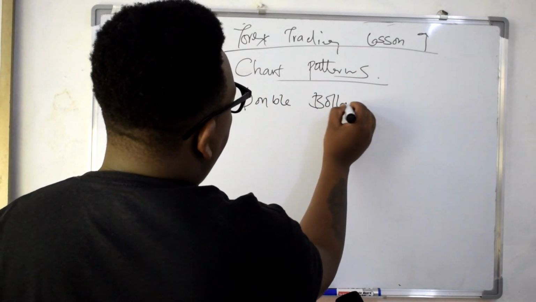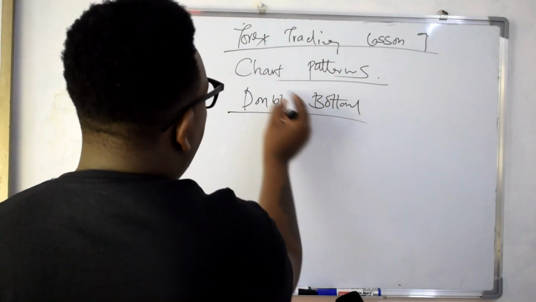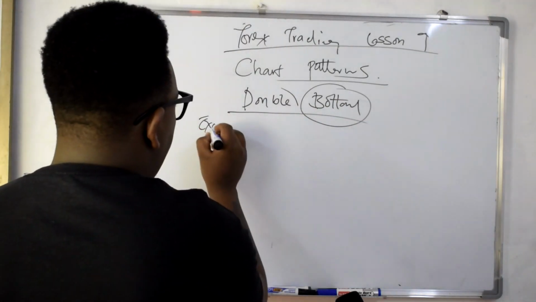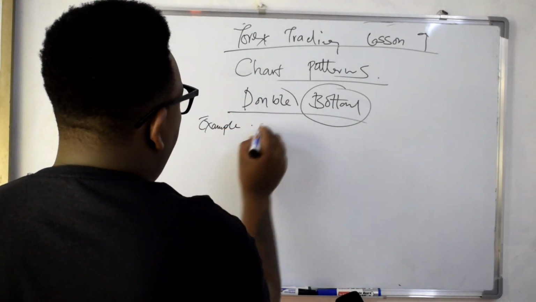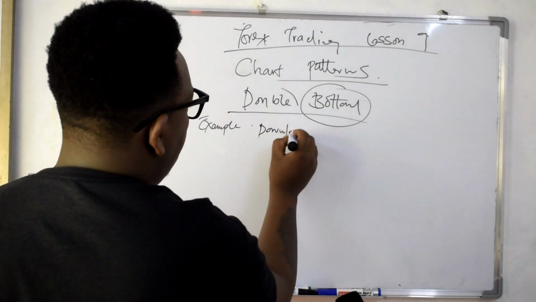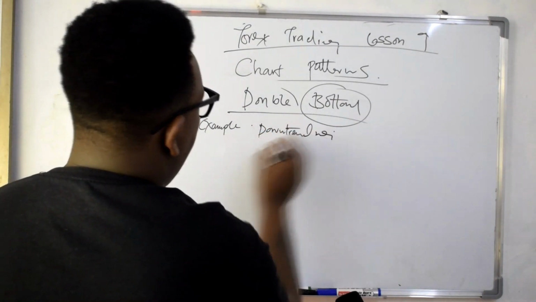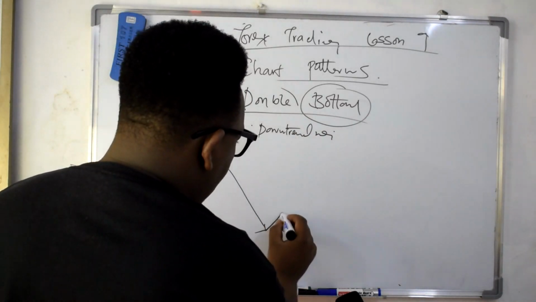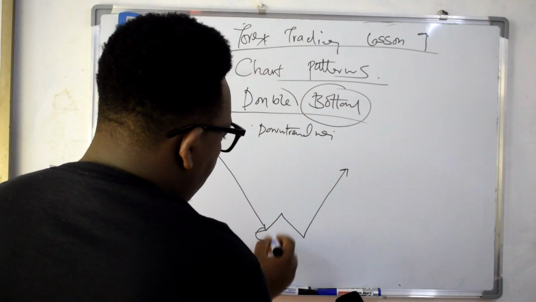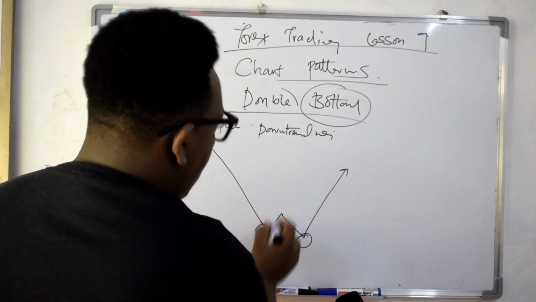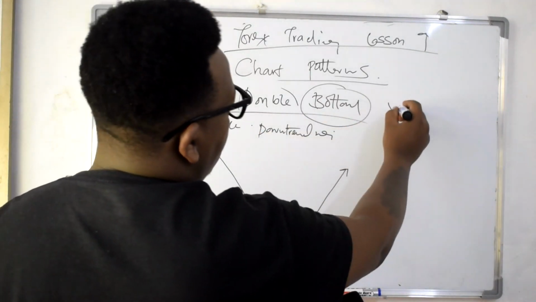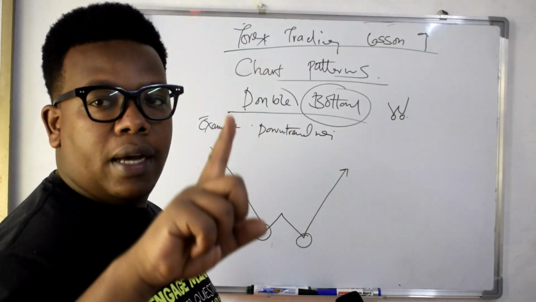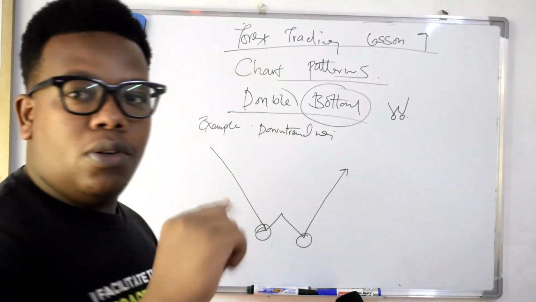With double bottom, as the word suggests, it normally forms at the bottom of every chart. So for instance, this is a scenario. For example, we have a downtrend. We have a downtrending market. The market has been moving down for a while, and then it forms something that looks like a W. It's usually a W pattern. So this one, the double bottom, we can also call it a W pattern, since in most cases it forms something that looks like a W.